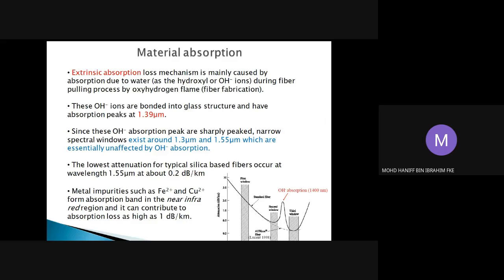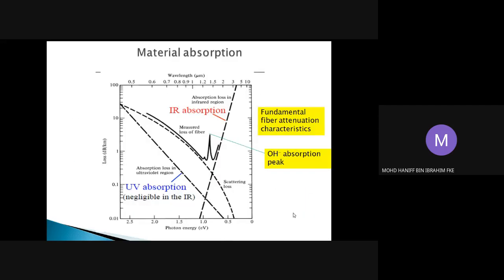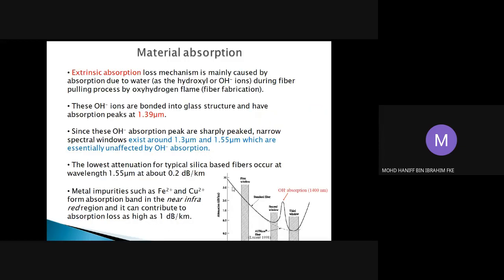These hydroxyl ions are bonded in the glass structure. As we have seen before, this is the same diagram. If you allow me to refer to the previous slide, this line which shows the OH absorption peak is similar to this one. The solid line is the same. It shows that the peak of absorption for hydroxyl ion is around 1.39 micrometer. I put here 1,400 nanometer. It's similar to this.